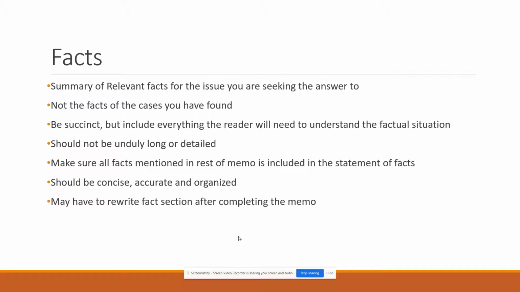Don't go all in depth on the facts. Only include what the reader needs to understand the factual situation. Don't include irrelevant facts or things that just make it lengthy. But after you write your memo, go back. After the facts that you're using to analyze in your memo, the body of it, make sure that you've mentioned them in the original facts section.